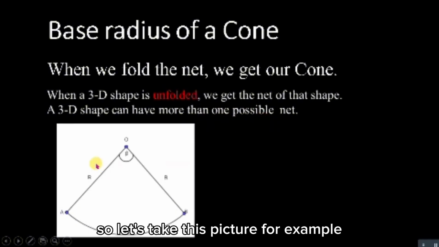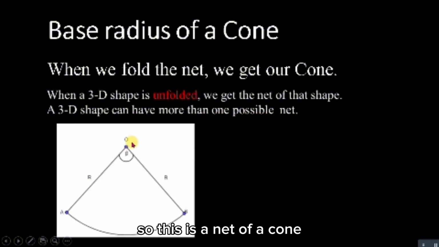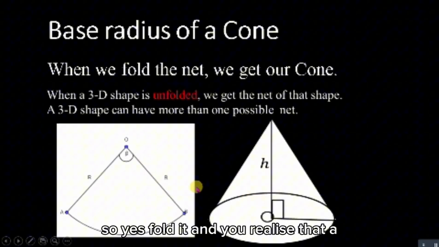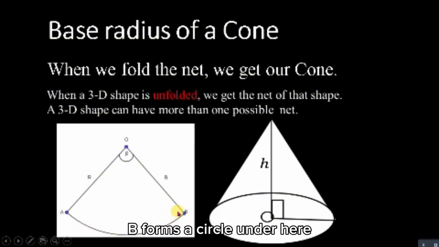Let's take this picture for example. This is a net of a cone. When you fold it, you have this. You just fold it and you realize that A, B forms a circle under here. You have a new radius for that one. And this is a three-dimensional figure because now we have height, and we have the base.